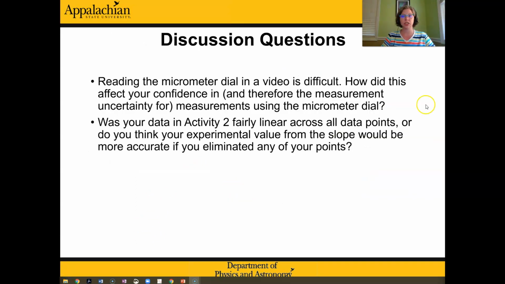For your discussion questions, you're going to talk about errors and uncertainties associated with reading the micrometer dial. And I also want you to address if your data was fairly linear across all data points, or if you think the experimental value for the slope would be more accurate if you eliminated any of your data points. For example, I found that at very high temperatures, my measurements did not match my slope very well, and I recommended that you start at a fairly low temperature of around 80 degrees Fahrenheit.